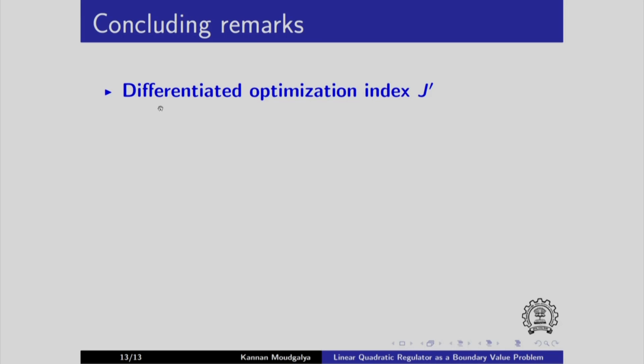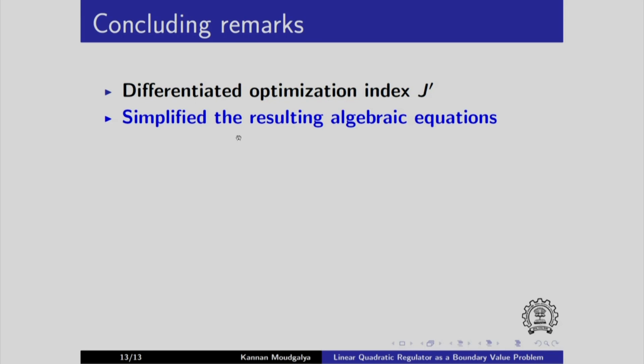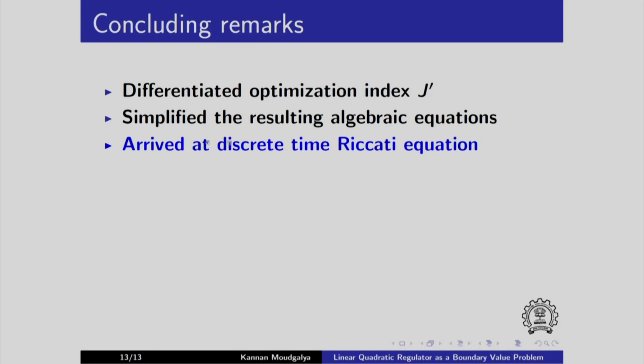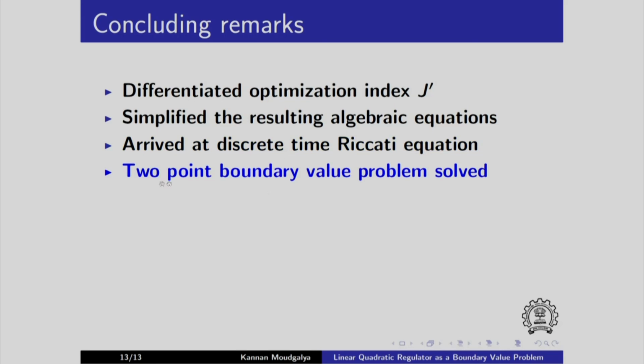To conclude, we differentiated the optimization index J prime. We simplified the resulting algebraic equations. This is a straightforward method, although a little messy. We arrived at the discrete time Riccati equation. We solved the 2-point boundary value problem. We calculated the control law once and for all.